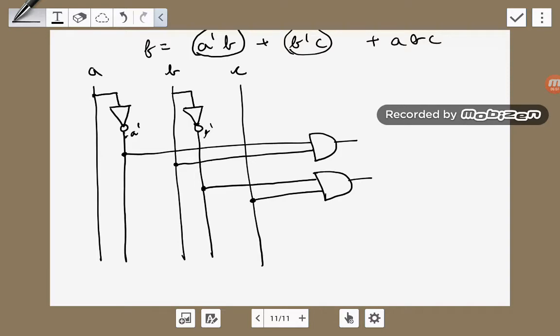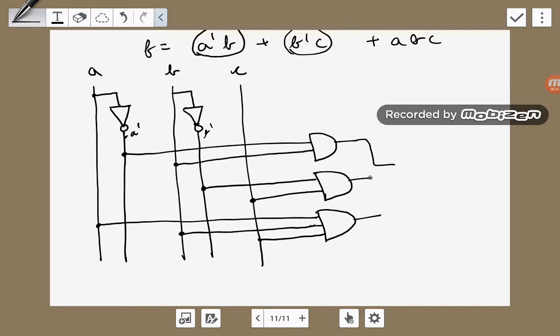Okay, and the last one is ABC, which means all three are going into an AND gate: A, B, and C. Okay, we have all of them. Now what's the last step to do? Let's add them. To add them all, we OR them. It's similar to mathematics: you do multiplication first, then add, so you follow the same technique here. That's it.